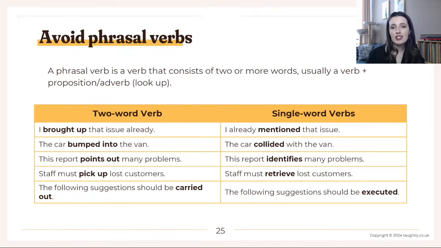Staff must retrieve lost customers. The following suggestion should be carried out. The following suggestion should be executed. So notice here that my single word verbs sound far more formal than the phrasal verbs. Once again, if you slip up and you put a phrasal verb in your report, it's not a big deal. But if you have lots and lots of phrasal verbs and contractions and exclamation marks, can you see how that gradually creates a really informal tone?